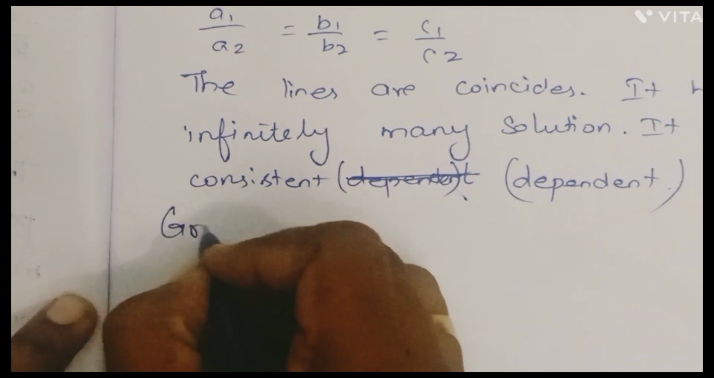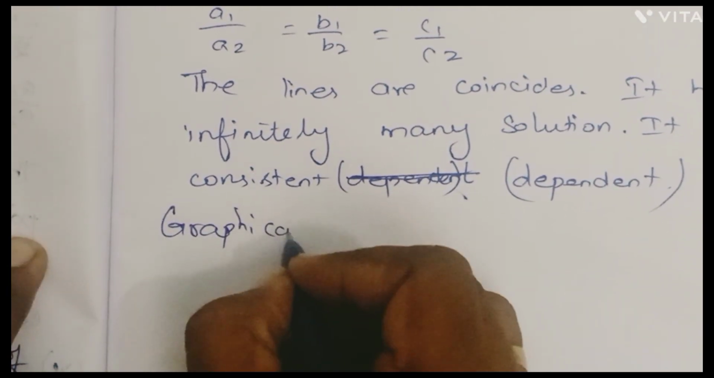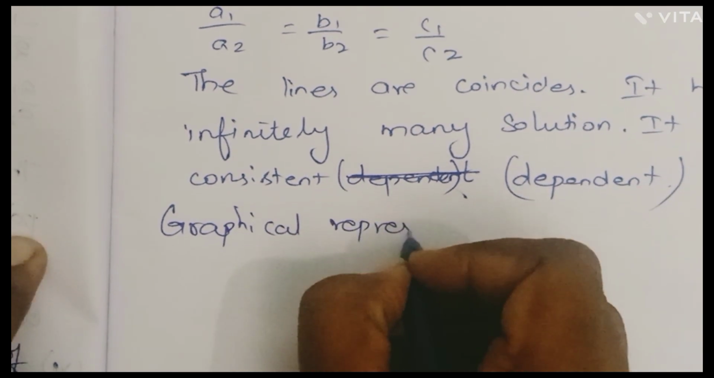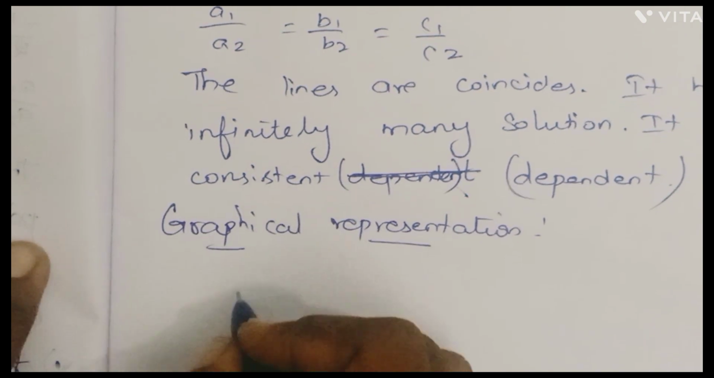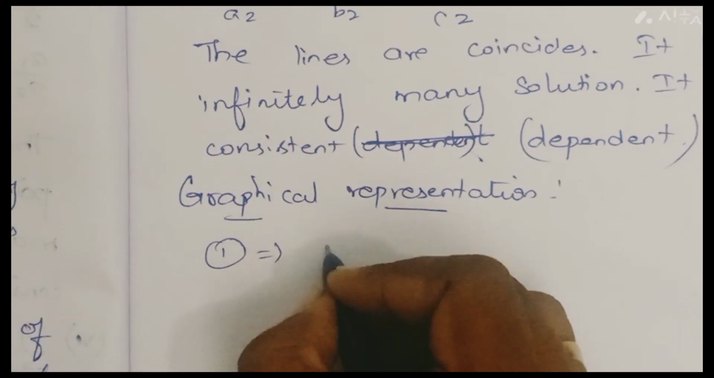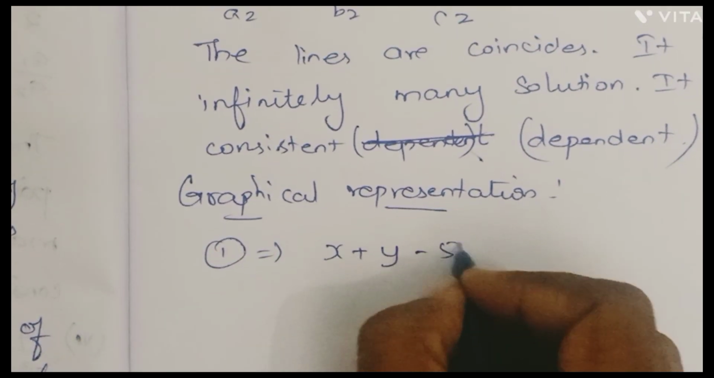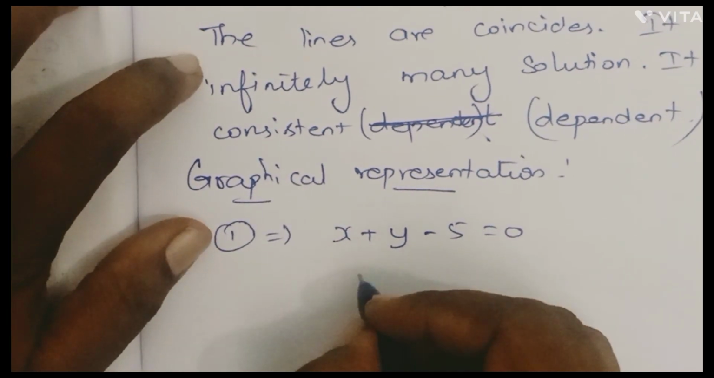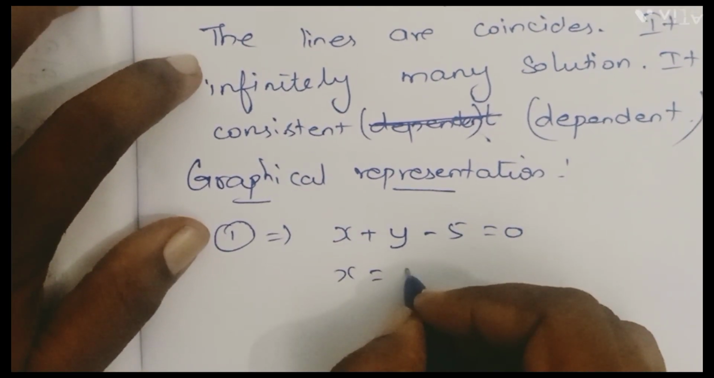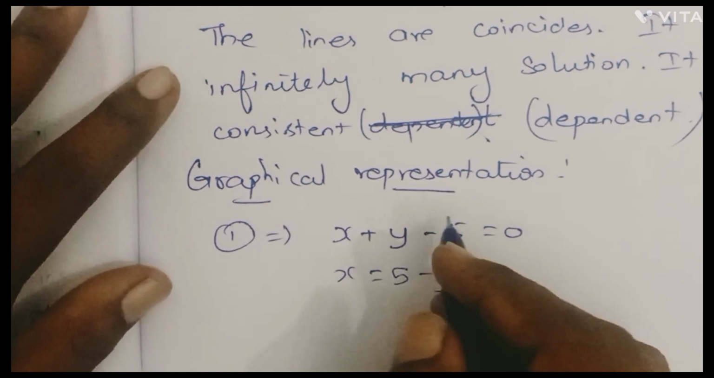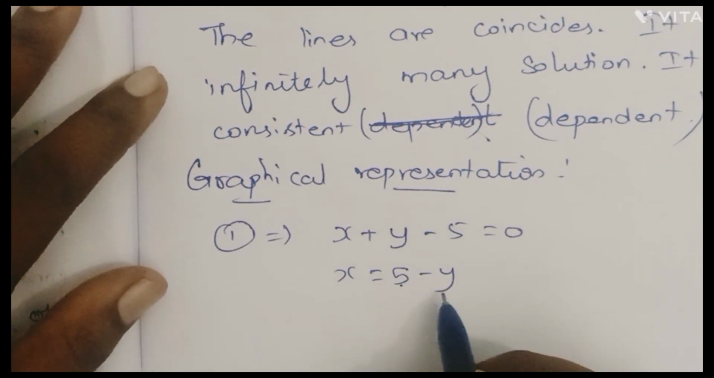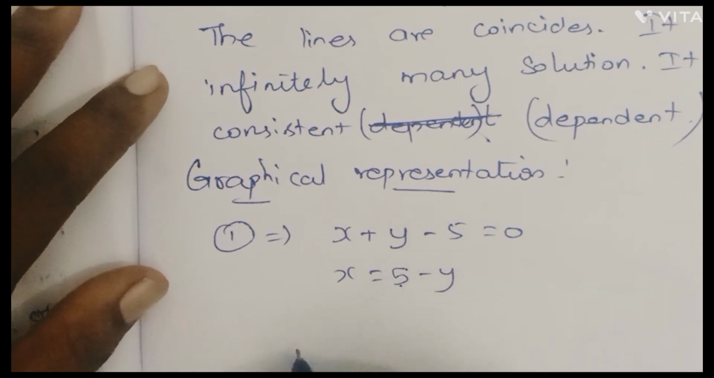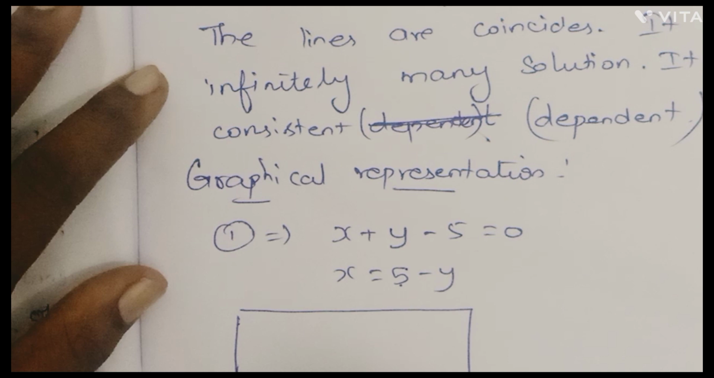Now we are going to show it graphically. So, graphical representation. What is the first equation? The first equation is x plus y minus 5 is equal to 0. So from this, x is equal to 5 minus y. The y on this side moves to the other side as minus y. So x is equal to 5 minus y.